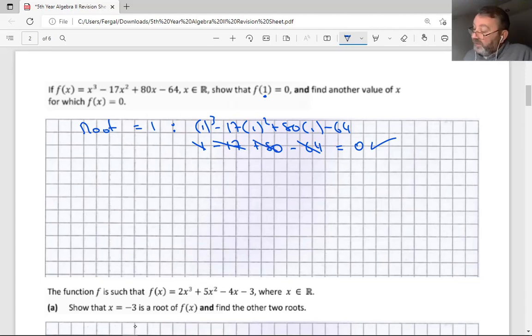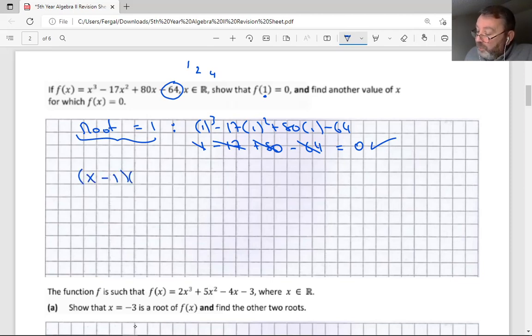Okay, so I've done the first part. And it says, find another value of x for which f of x is equal to 0. There's a bit of a cheat, okay? If you want to find values of x that satisfy this cubic equation, they are always factors of the last term. So that means it could be 1, it could be 2, it could be 4, and so on and so forth. Now, that's a lot of them, all right? Easier way. If the root is equal to 1, what does that mean? That means you have a factor, x minus 1.